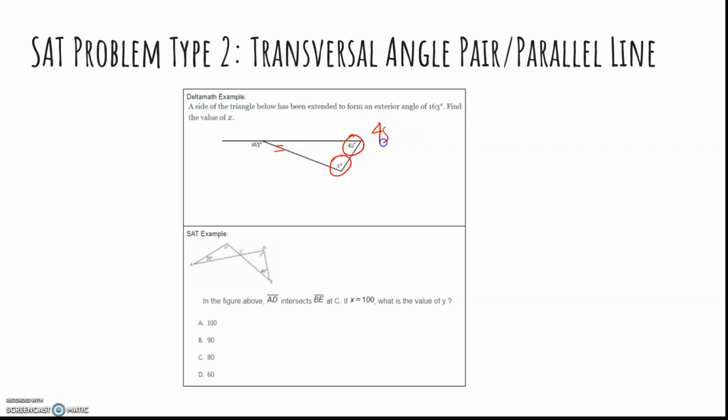So we're going to replace what we already know. We know that 45 plus whatever x is going to add to our exterior angle. Thank you to our exterior angle theorem. That gives us that 45 plus x equals 163. So I'm going to subtract 45 from both sides. And that gives me that x is equal to 118.